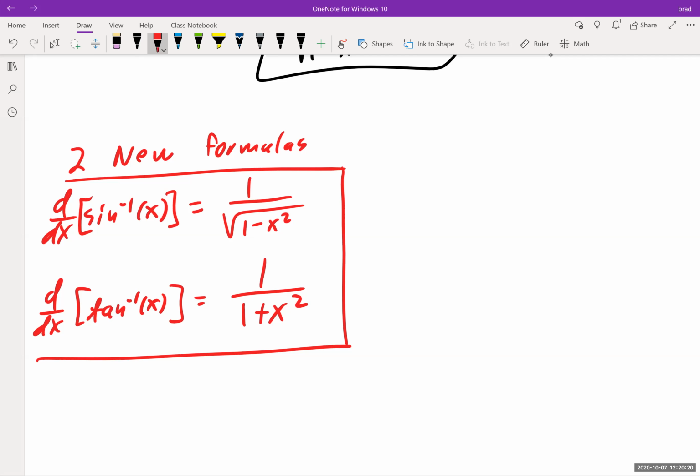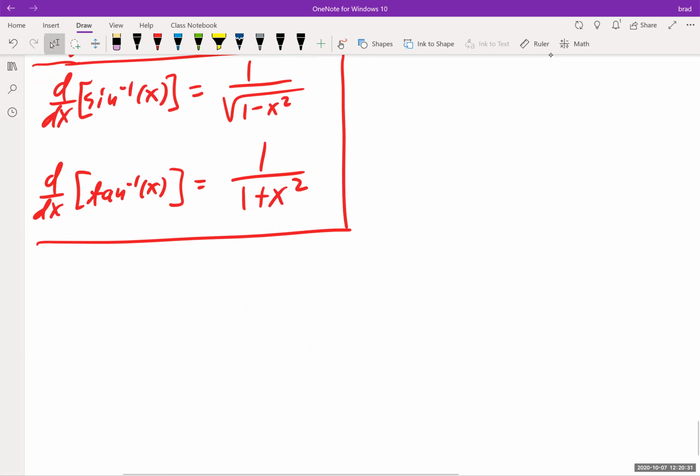Now there are 6 of them: arc sine, arc cosecant, arc secant, arc tan, arc cosine, and so on. But these will be the two that I focus on in this course. Okay, so let's take a look at an example.